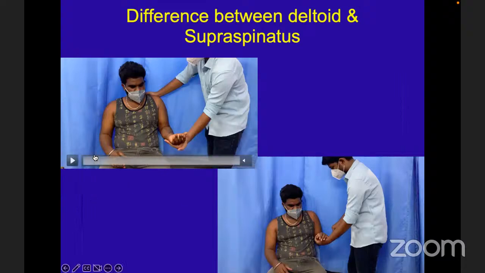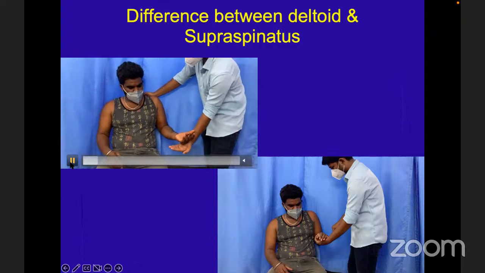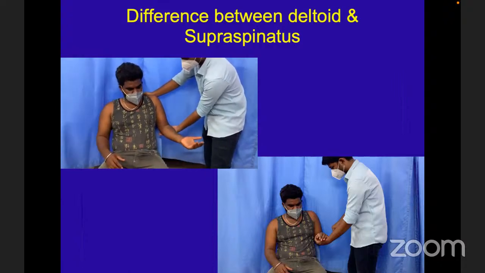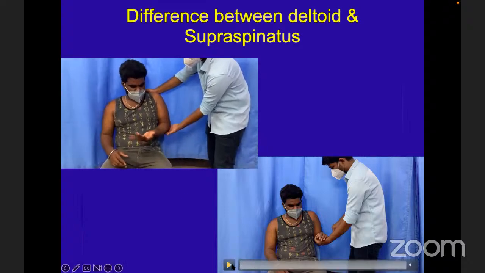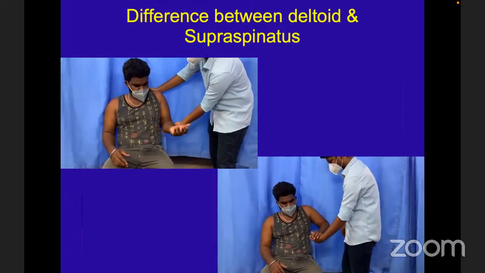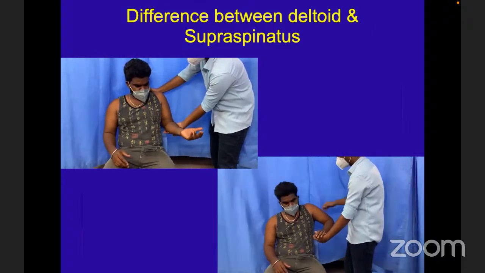This is one simple test. See, he does an external rotation. And this is the initiation of abduction. This is not deltoid. This is how to differentiate between the two.